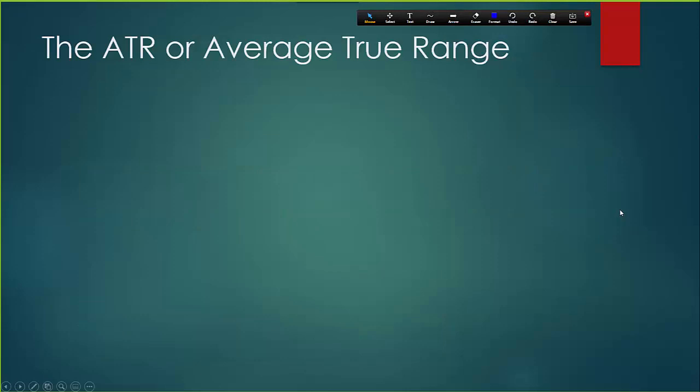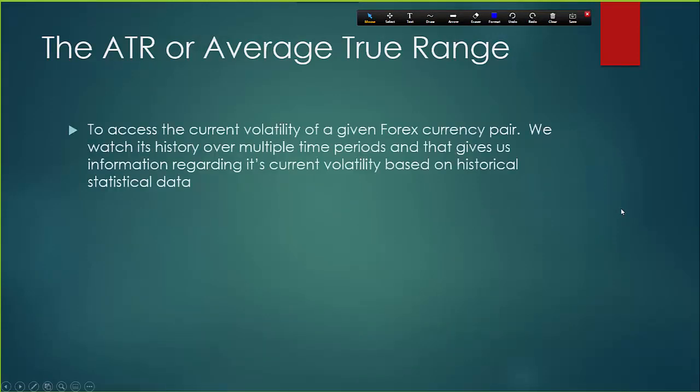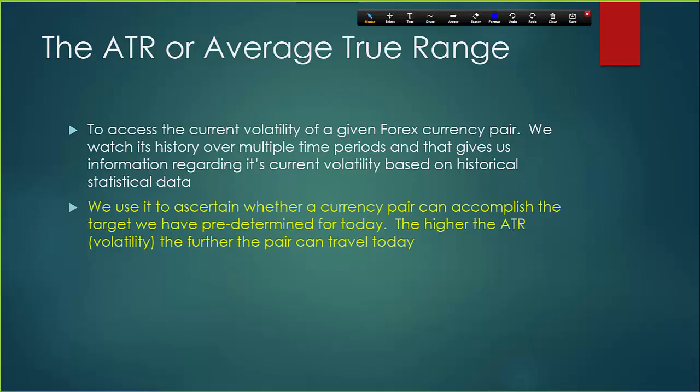So the ATR, or the average true range, is used to assess the current volatility of a given Forex currency pair. We watch its history over multiple time frames, and that gives us information regarding its current volatility based on historical statistical data. We use it to ascertain whether a currency pair can accomplish the target that we have predetermined for today. The higher the ATR, or the volatility, the further the pair can travel today.